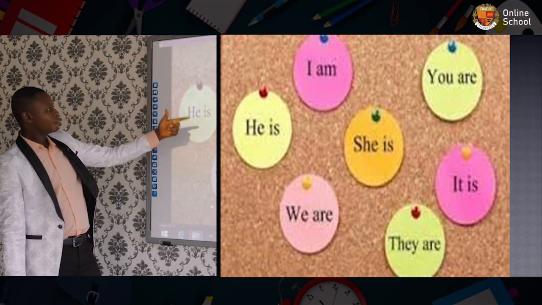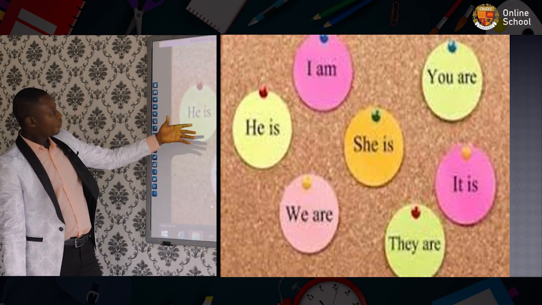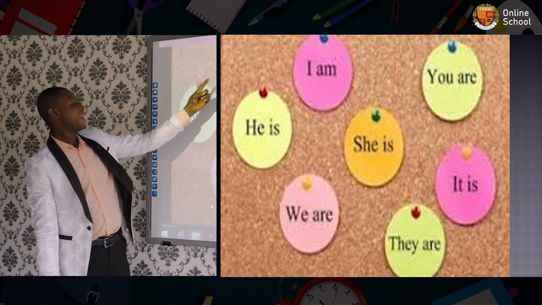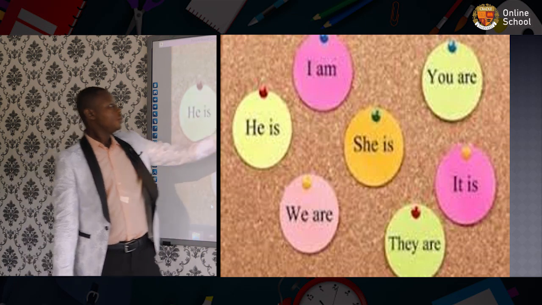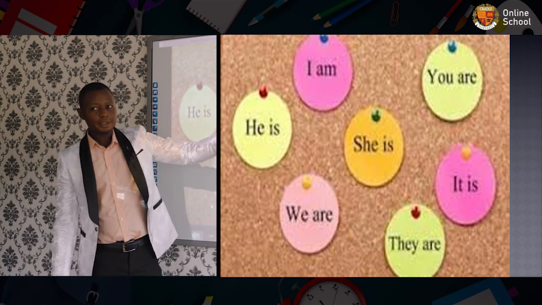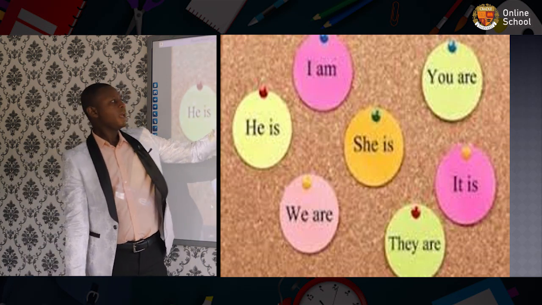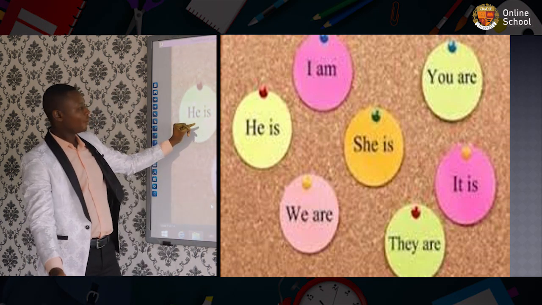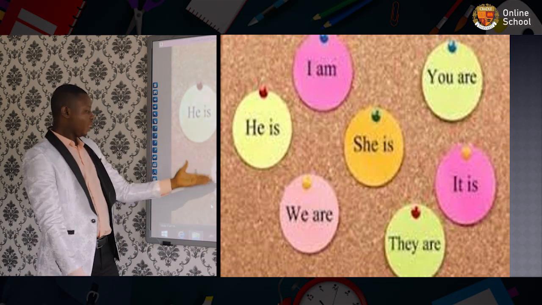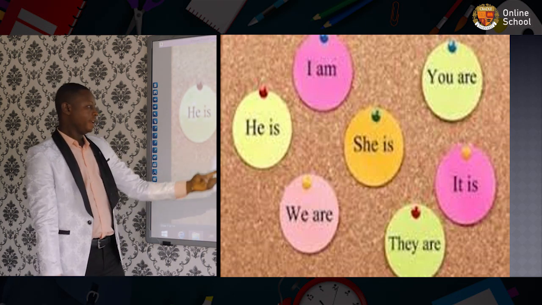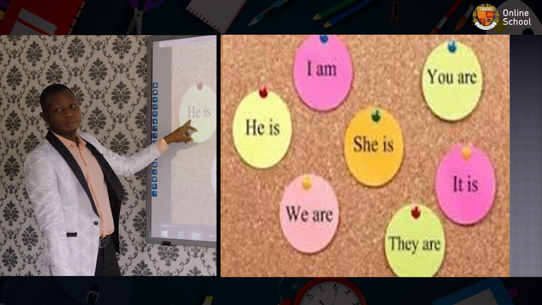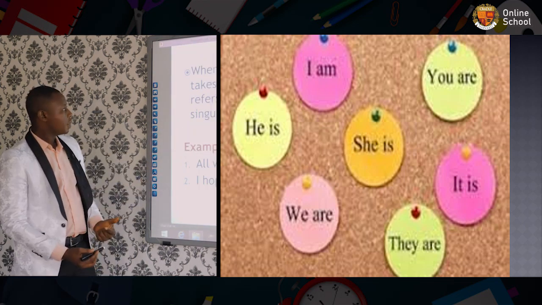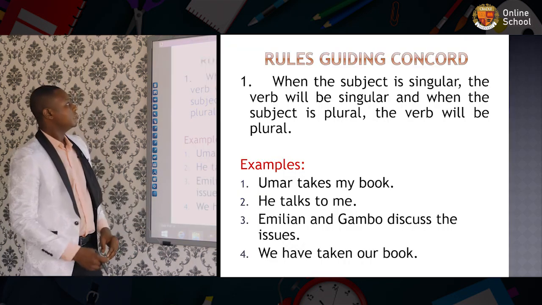Let us look at the following examples. For example, I am. You don't say, I are. You are. You don't say, you is. He is. You don't say, he are. She is. We are. You don't say, we is. They are. The singular subject here goes with the singular verb.